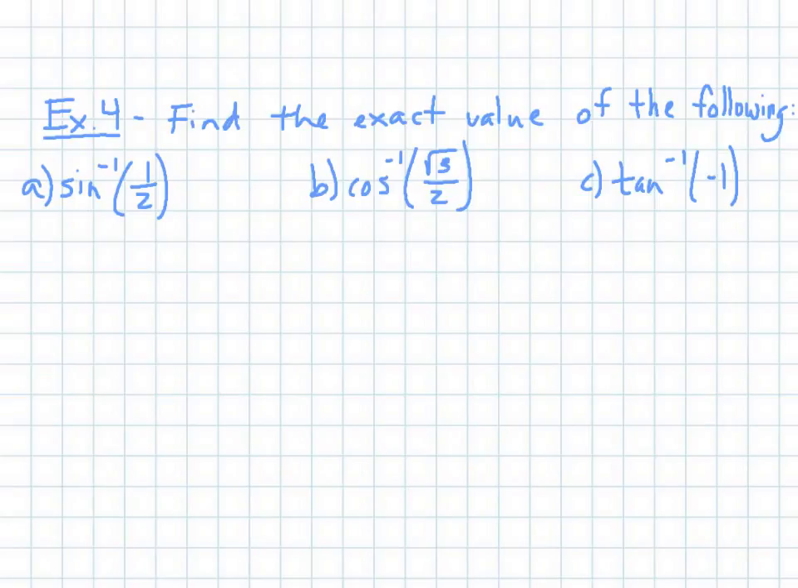Okay, so example 4 wants us to be able to find the exact value. For these ones, we'll use our unit circle. So for sine inverse of 1/2, I want to look at my unit circle and say, where is 1/2 located in the first and the fourth quadrants for sine? And so I look at my y values, and it looks like it'd be 30.